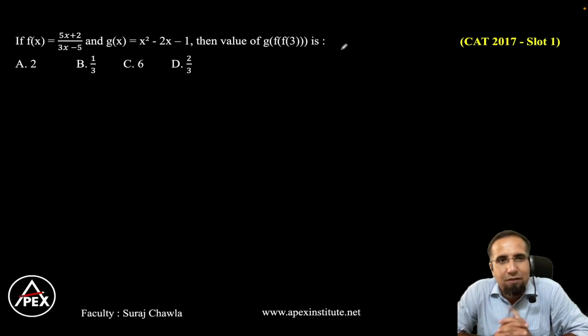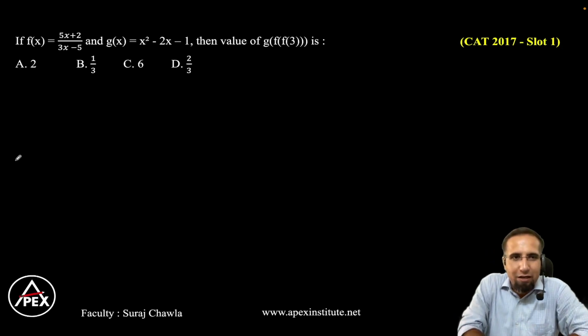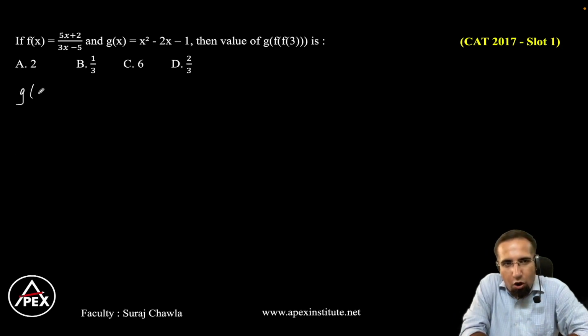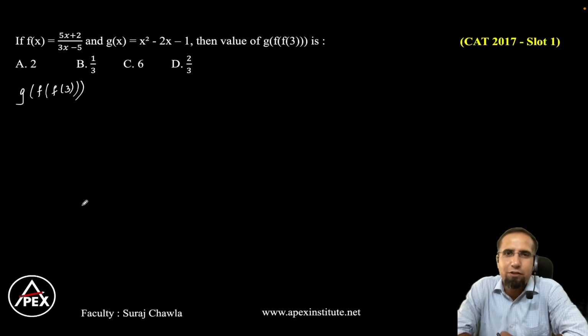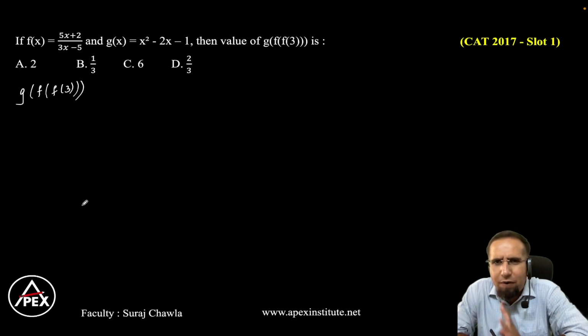Now f of x is given to us as (5x plus 2) divided by (3x minus 5), and g of x is given to us as x square minus 2x minus 1. I want to calculate the value of g of f of 3. So this is what we need to calculate. So as we already learned, our funda is simple.